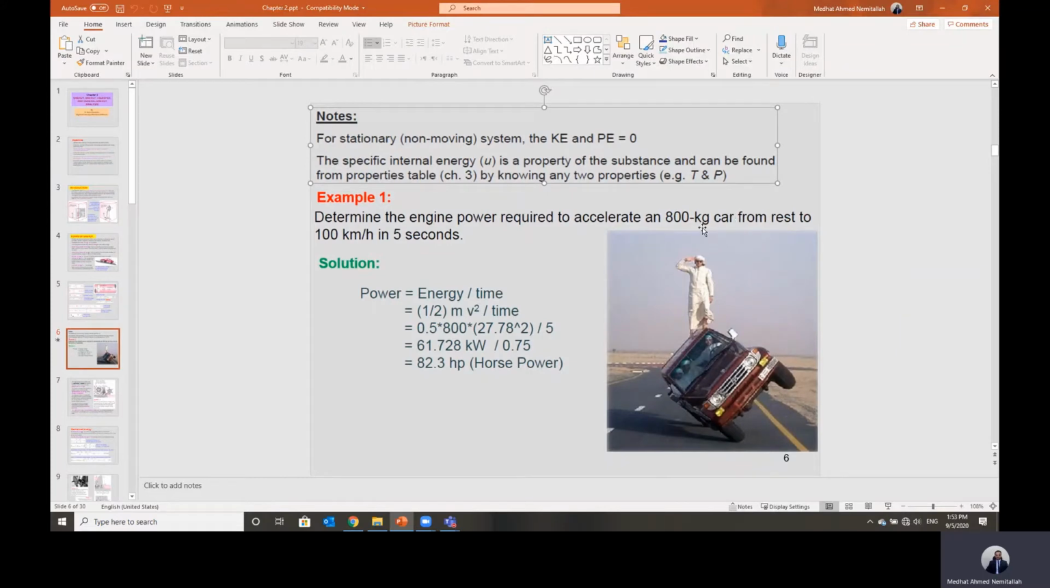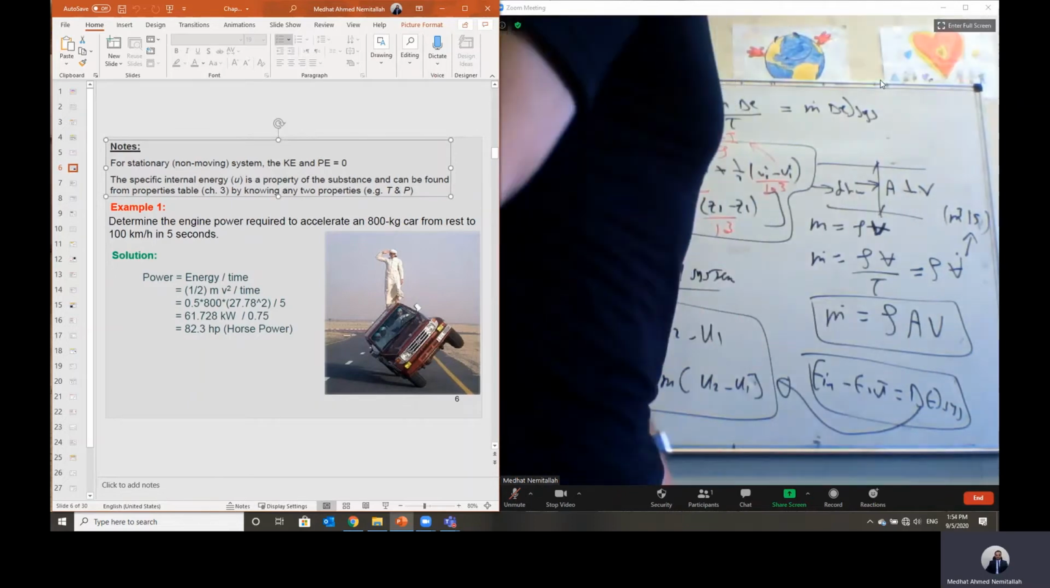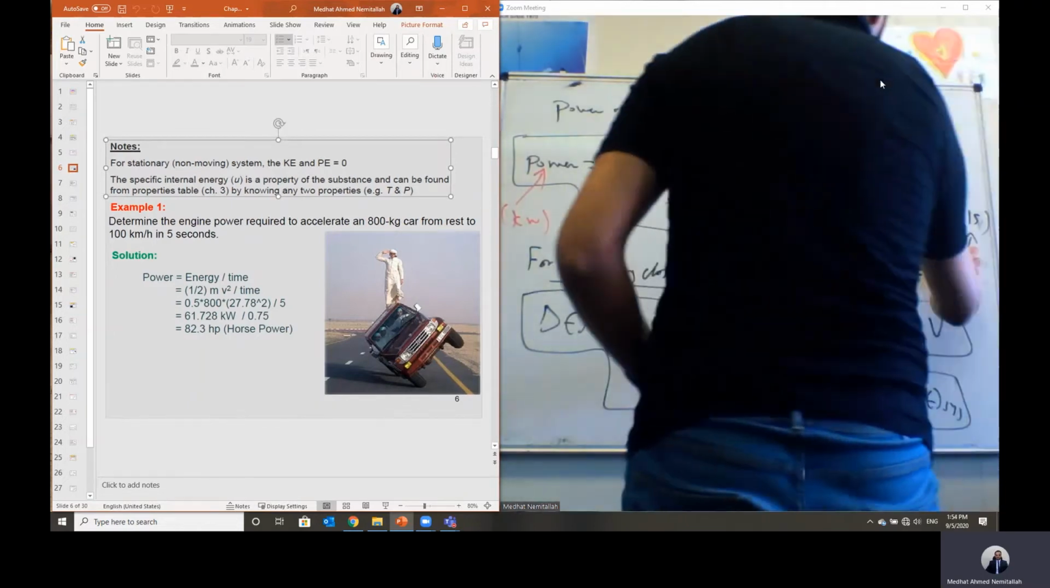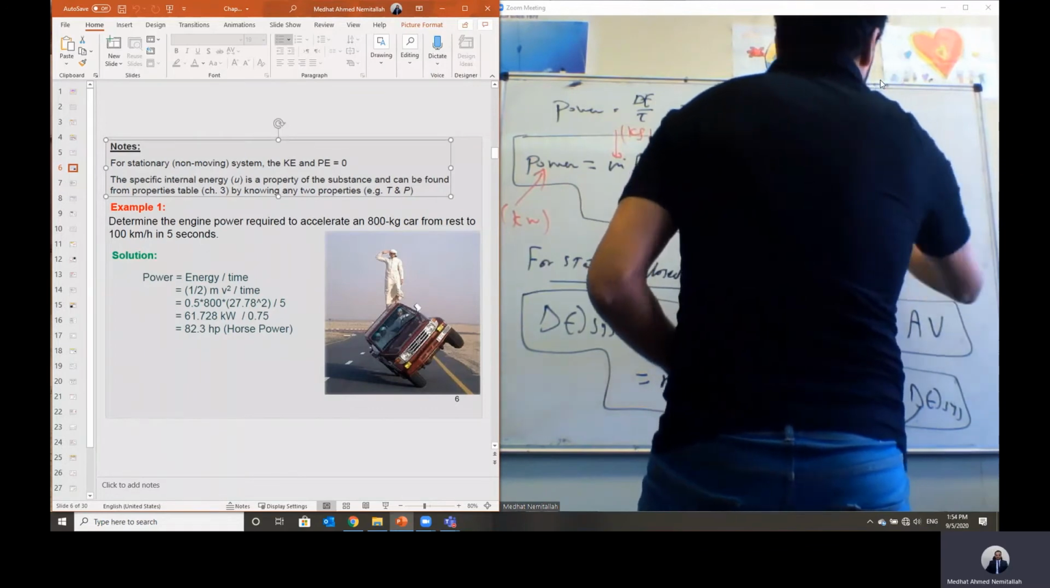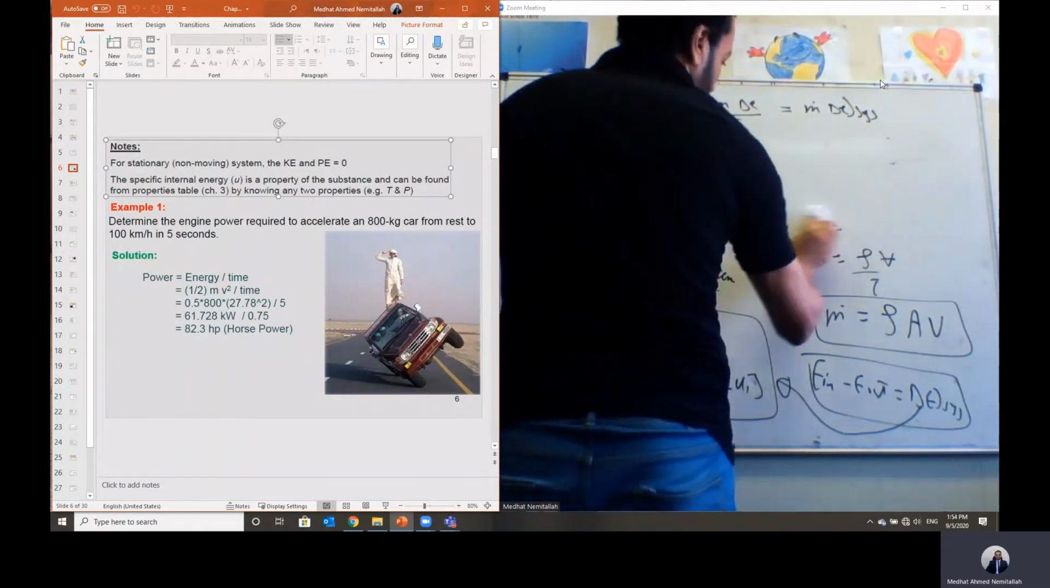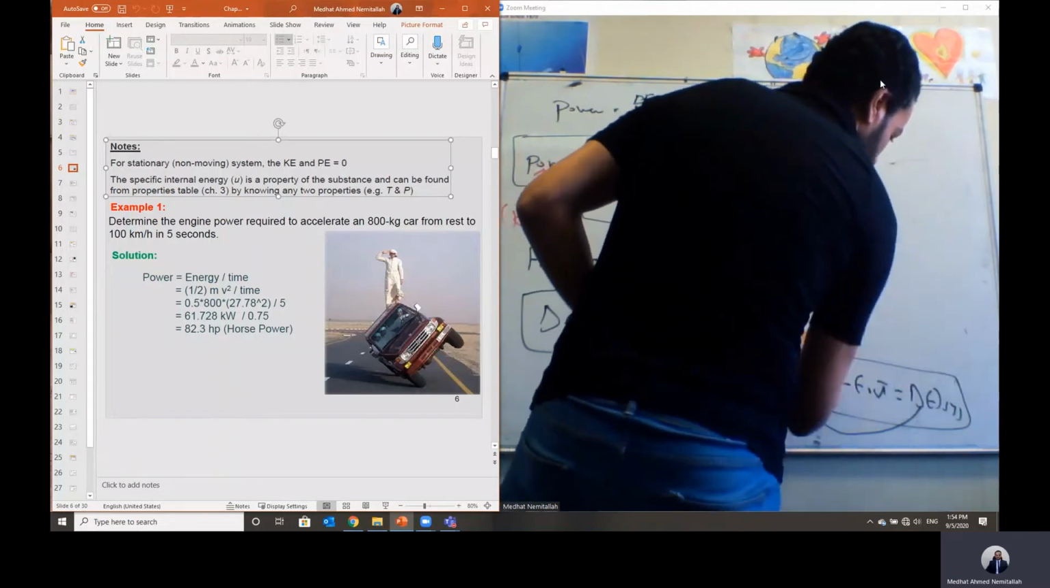Let's look at this example. We need to determine the engine power required to accelerate this car from rest, meaning the velocity V1 is 0, to 100 km/h in 5 seconds. So the initial velocity V1 is given, V2 is given, and time is given, and the mass of this car is equal to 800 kg. We need to calculate the power required to accelerate this car from rest until the velocity is equal to 100 km/h in 5 seconds.